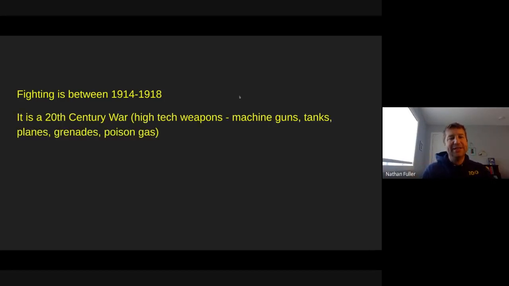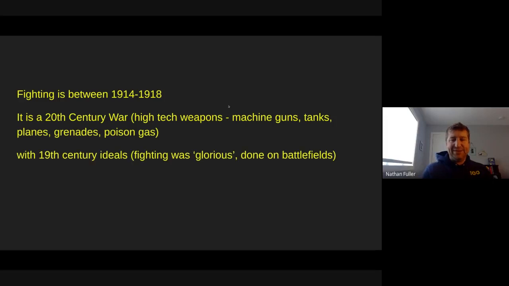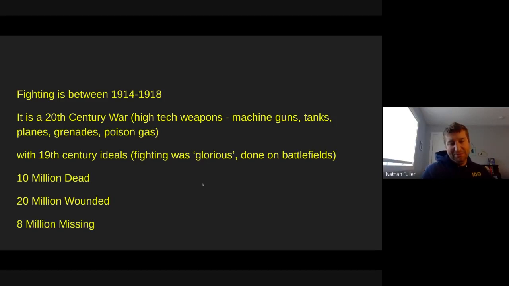High-tech weapons, old tactics, okay? So they're basically done on battlefields, fighting on a battlefield with machine guns and grenades and poison gas and tanks. It's a terrible war. So basically they just dug holes called trenches, and we'll get into that in a little bit here. 10 million died, 20 million wounded, and 8 million went missing. This was the deadliest war of all time.